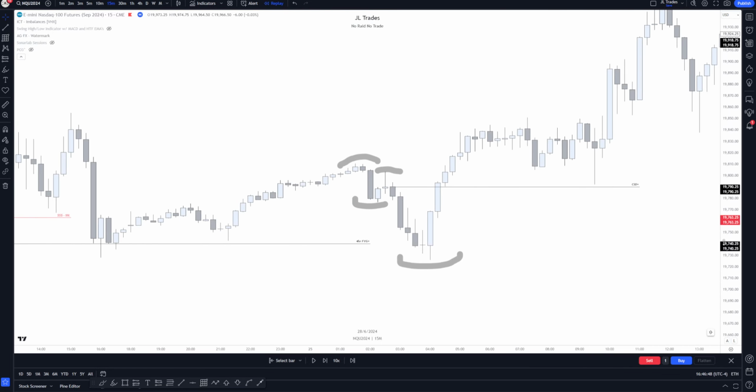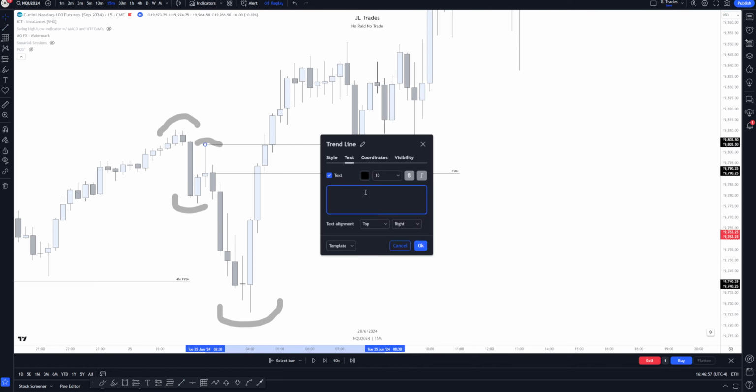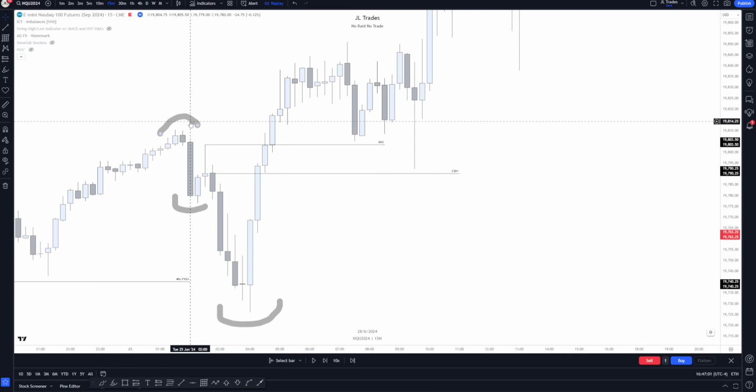A market structure shift, guys, in this case is going to be the high of the CSD, in a bullish example it would be the wick. So this would be a market structure shift. That would be a market structure shift.